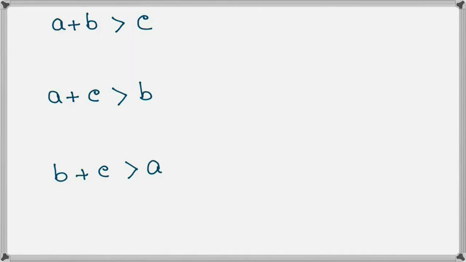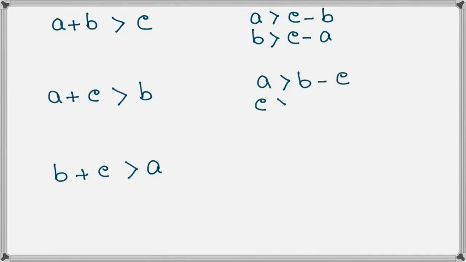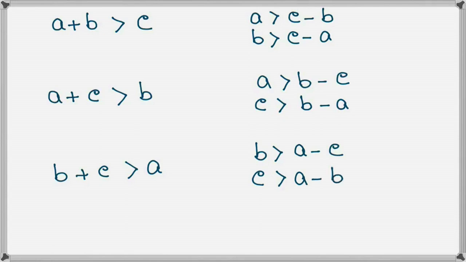Now from the first inequality, a plus b is strictly bigger than c, we can write that a is strictly bigger than c minus b, and also b is strictly bigger than c minus a. From the second inequality we can write that a is strictly bigger than b minus c, and c is strictly bigger than b minus a. And from the last one we can write that b is strictly bigger than a minus c, and c is strictly bigger than a minus b.